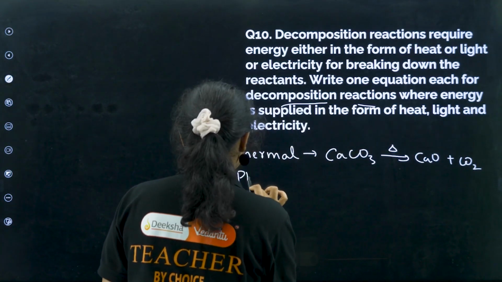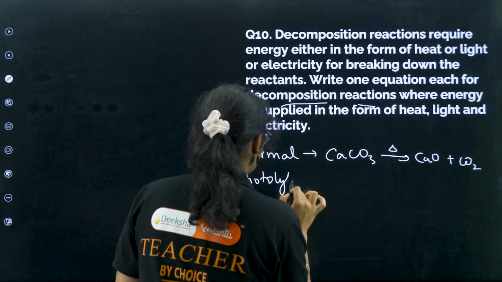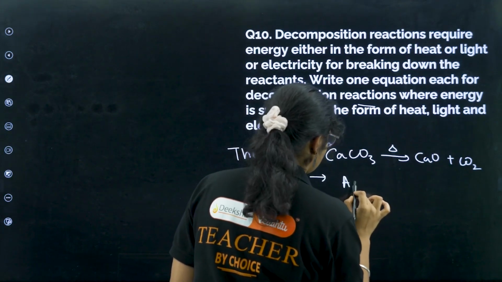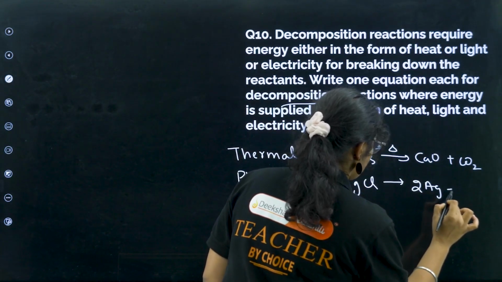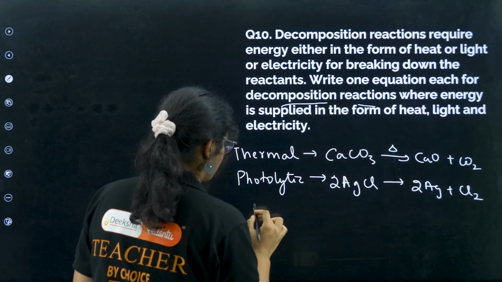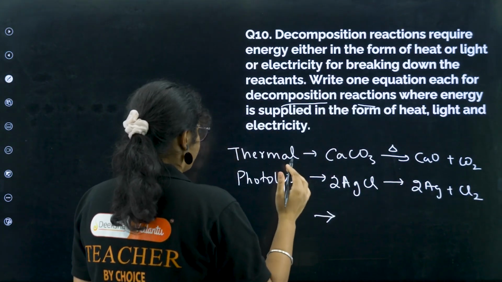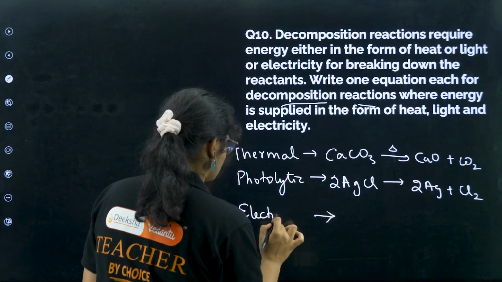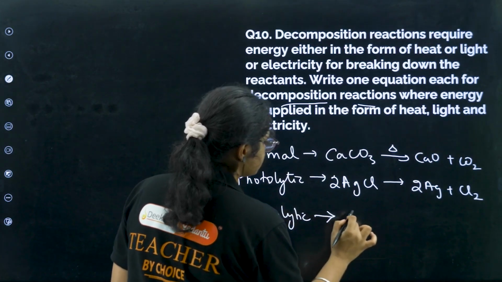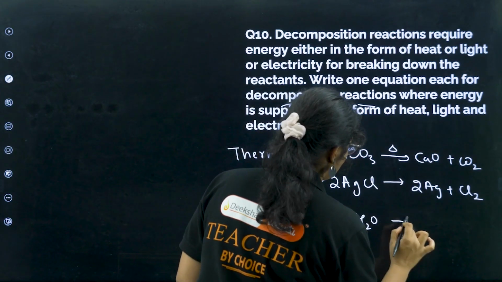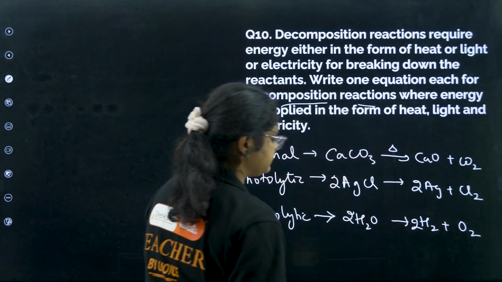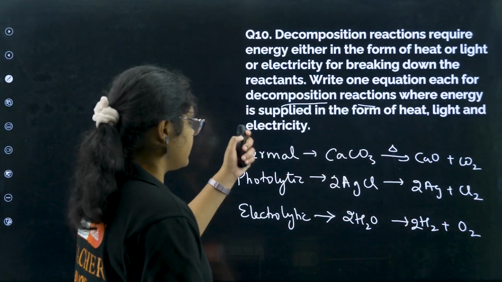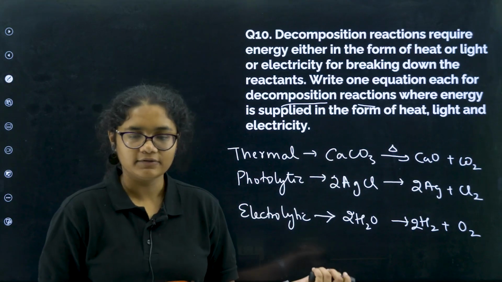Then if you have photolytic decomposition, so with the help of light, that is your 2AgCl gives 2Ag plus Cl2. And next, if you have electrolytic decomposition, so you can take 2H2O gives 2H2 plus O2. Okay, those are the three examples. If you write each, you will get 3 marks.